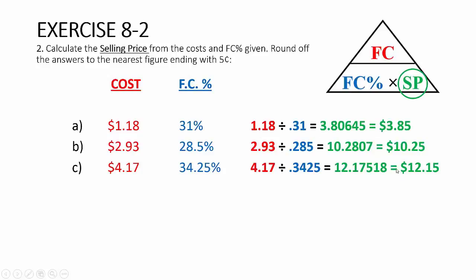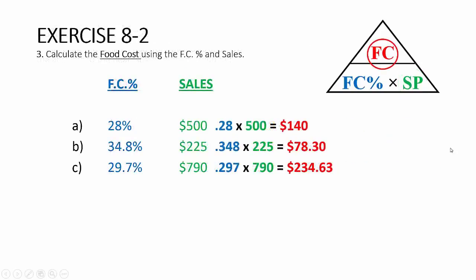Please make sure to notice that I am always giving the unrounded number, and I am rounding to the nearest number or nearest price ending in 5 cents, because that's what the instructions are telling me. Let's take a look at the pyramid. The one other way we can use it, we are looking for the food cost, so we will take the food cost percent and multiply it by the selling price.